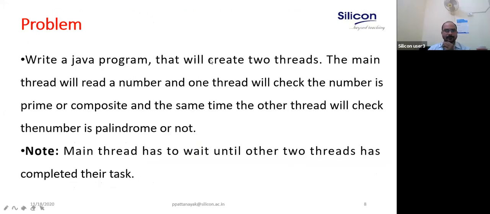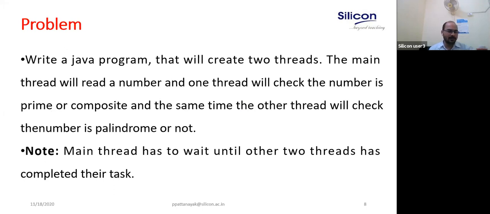Okay. Let us solve a problem. You will understand more clearly using this. Write a Java program that will create two threads. The main thread will read a number, and one thread will check whether the number is prime or composite, and at the same time the other thread will check whether the number is a palindrome or not. Another thing, the main thread has to wait until the other threads have completed their task. This is our problem statement.